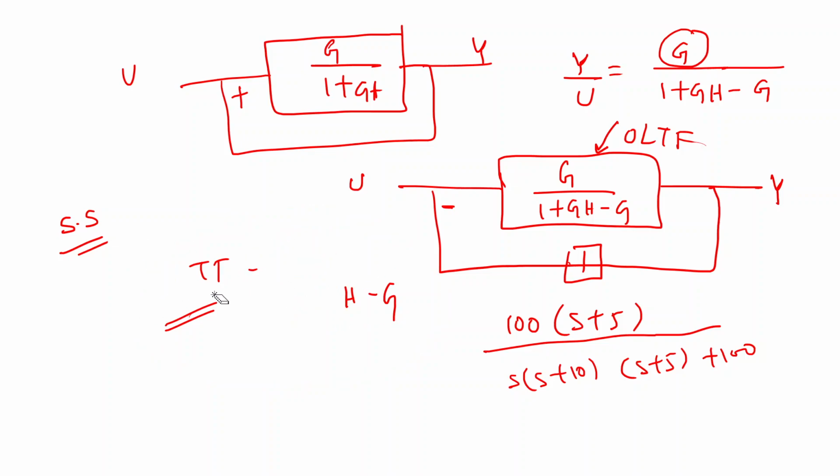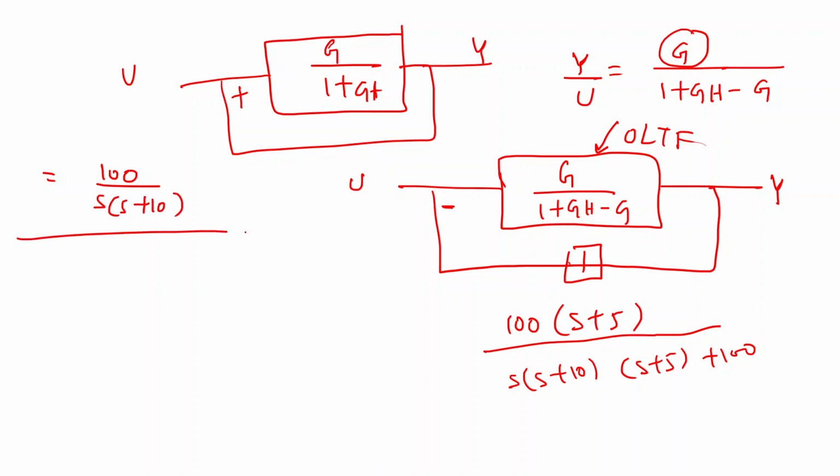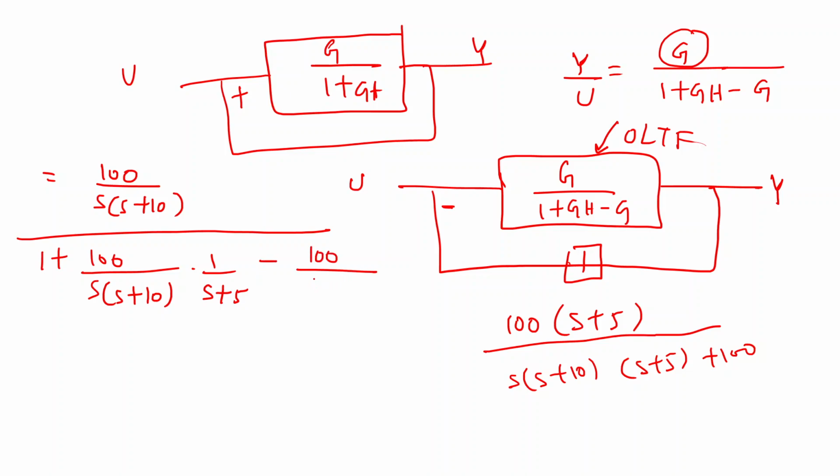Okay sir, I'll do this for you. Here I'm writing directly. G is how much? 100 divided by S into S plus 10, divided by 1 plus G, 100 divided by S into S plus 10. What was the H I wrote here? 1 by S plus 5. So 1 by S plus 5, minus again G, 100 divided by S into S plus 10. Now solve it.